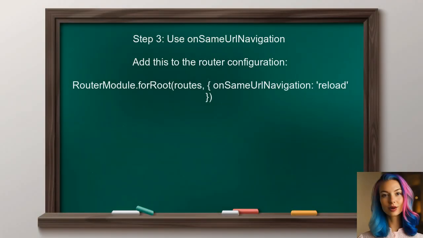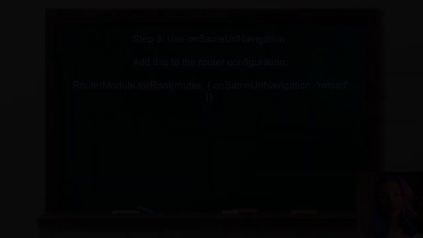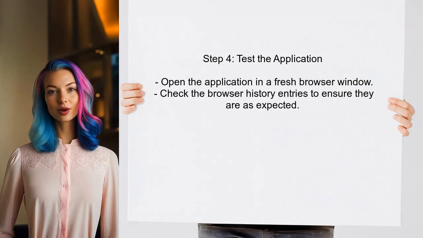The user should also consider using the onSameURL navigation property in the router configuration. Setting this property to reload can help manage navigation more effectively. Finally, the user should test the application after making these changes. They can do this by opening the application in a fresh browser window and checking the history entries.